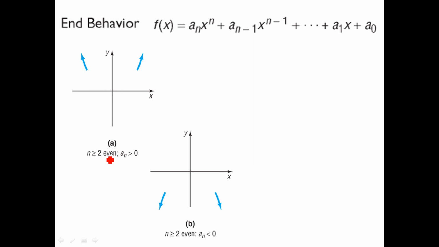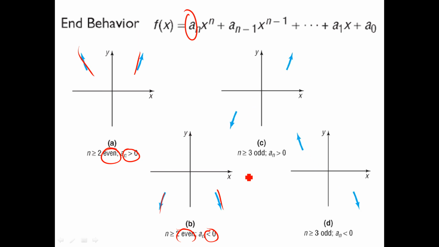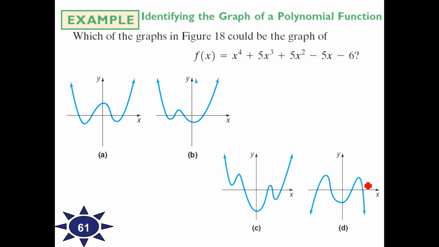If your degree is even and you're positive, it will be up and up. If you're even and you're negative, leading coefficient, negative out front, you're going to be down and down. Odds go in opposite directions. Positives start low, finish high. Negatives start high, finish low. Let's take a look at some examples.